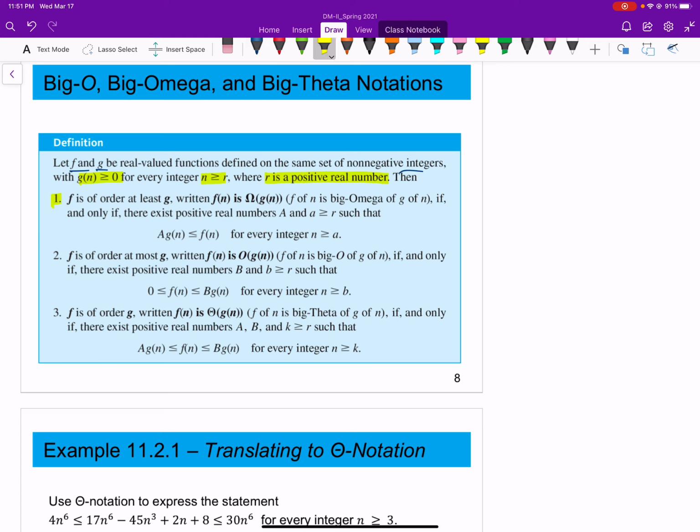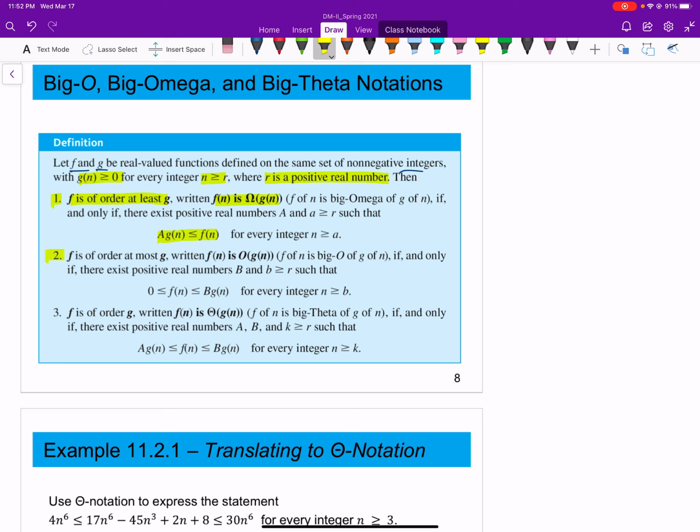First point, f is of order at least g. We write that as that. Then f(n) is bounded below by a times g(n), where g is any function and a times g(n) is a multiple of g. That is the definition of omega notation.